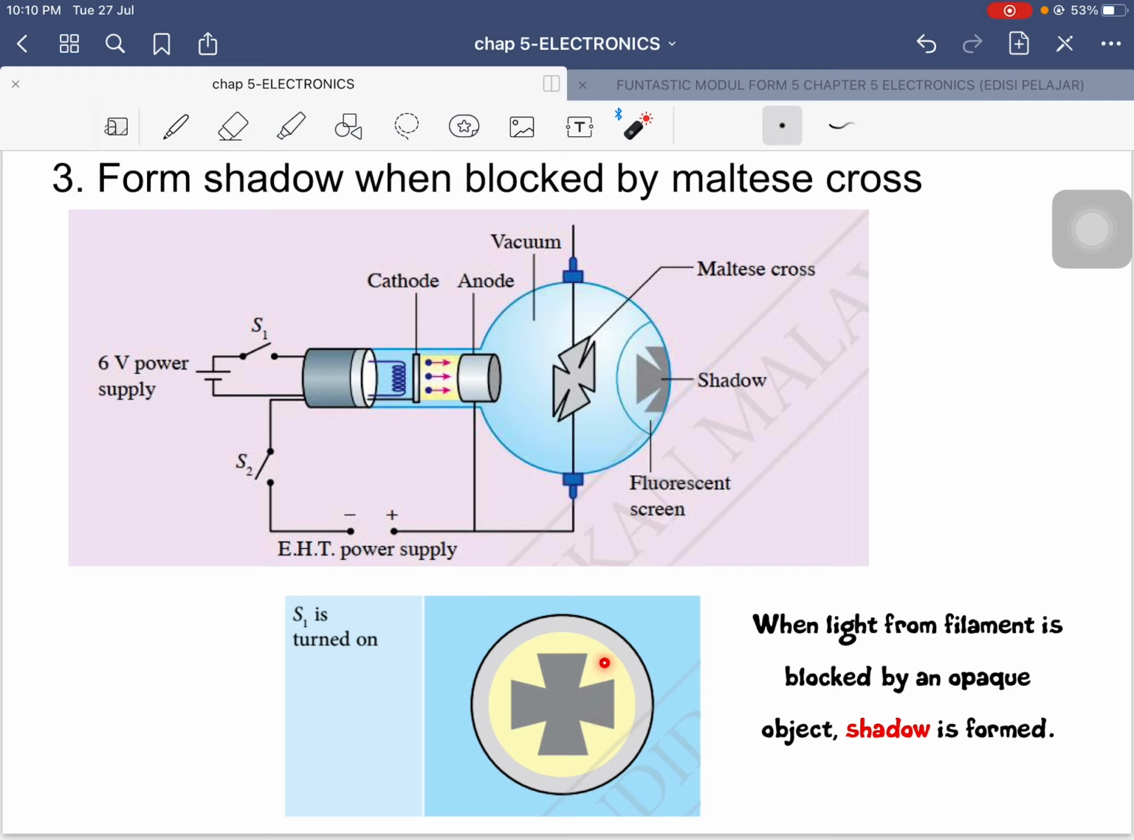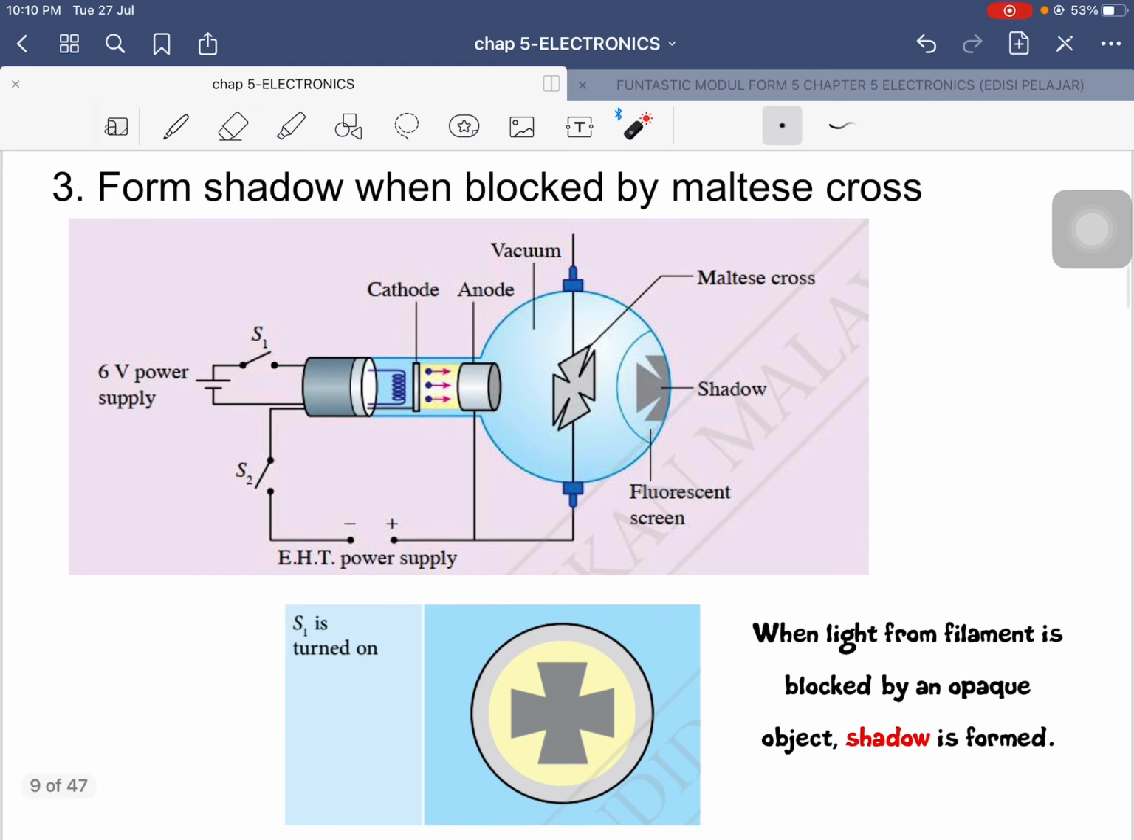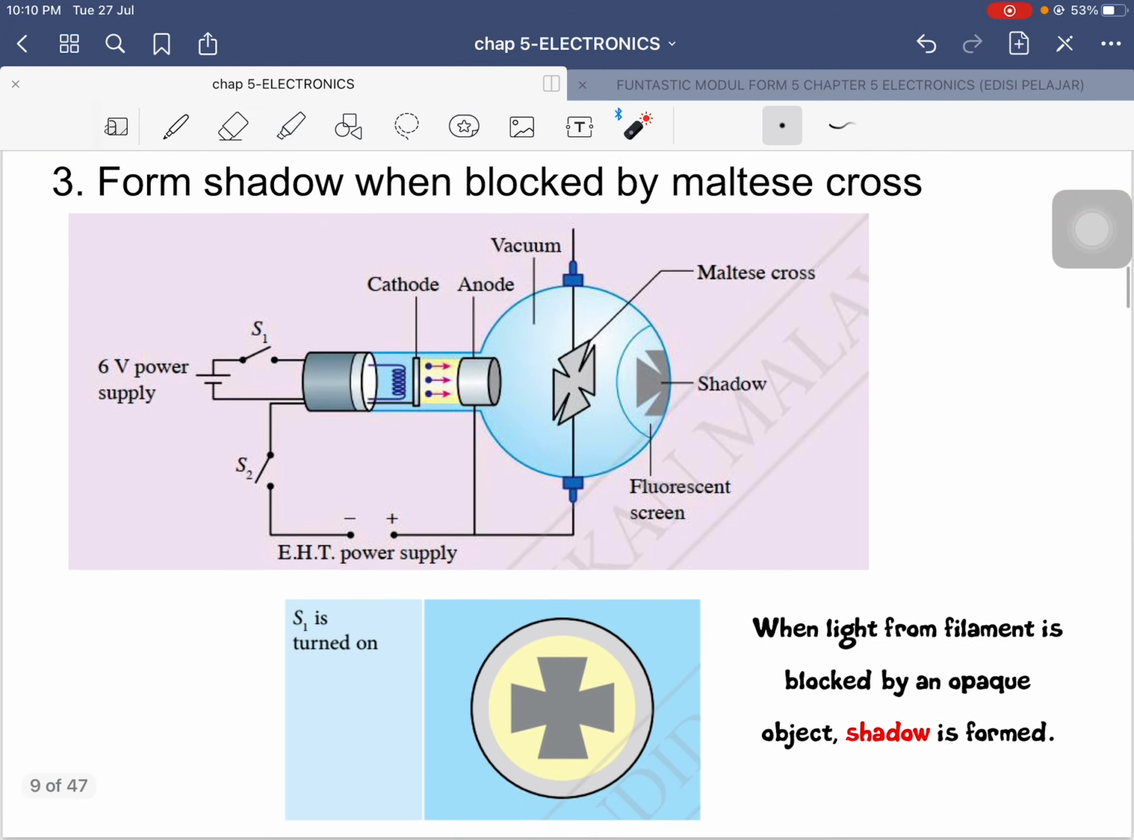Just like light, light from the filament is blocked by an opaque object, and a shadow is formed. So this is a simple one, very logical.